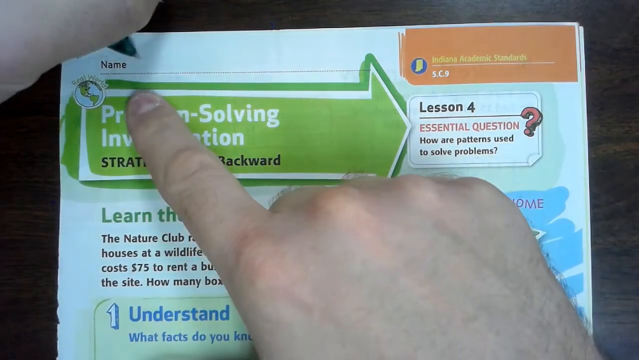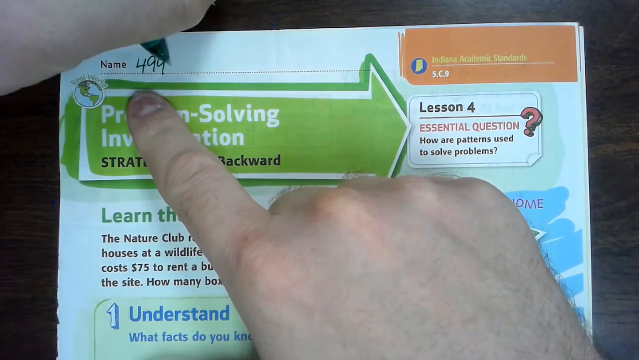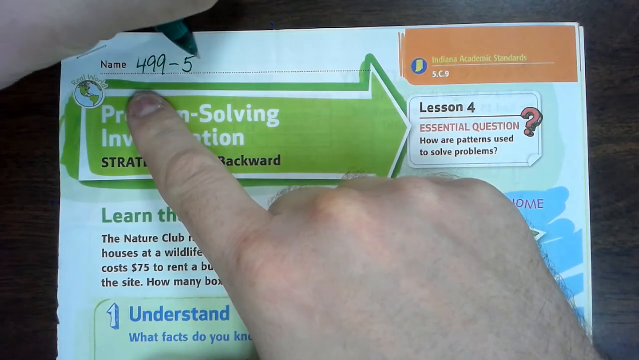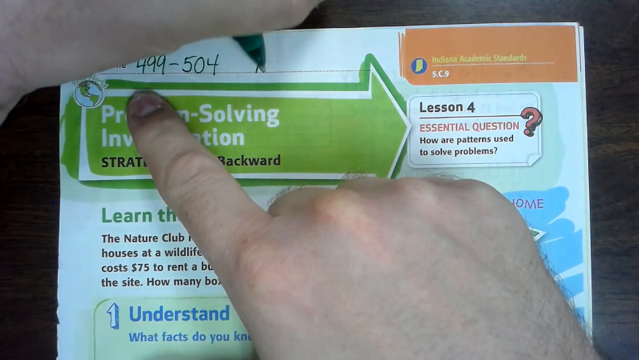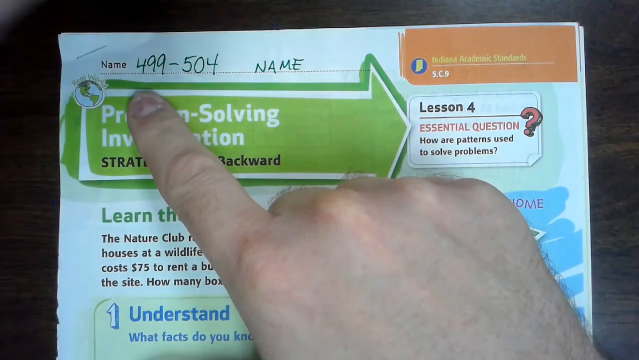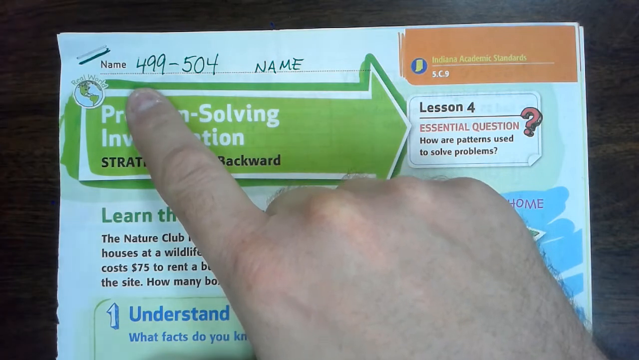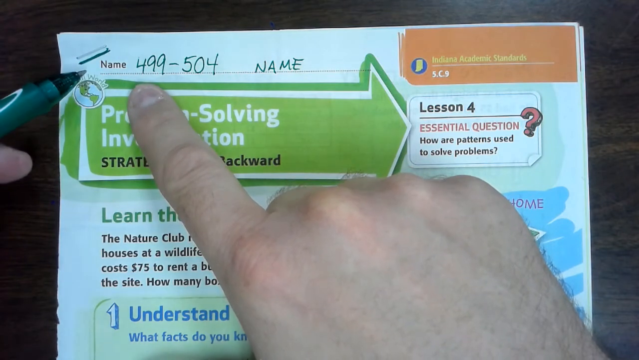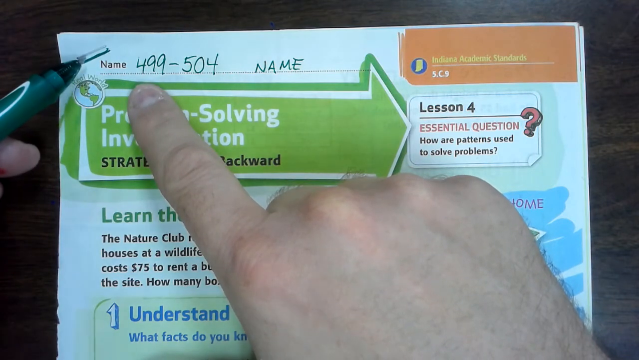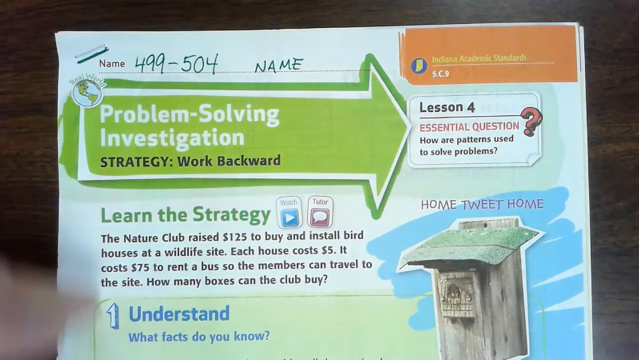Make sure you tear out pages 499 to 504. Make sure you put your name at the top of it and you put one staple right there. Make sure you put your name on it also.